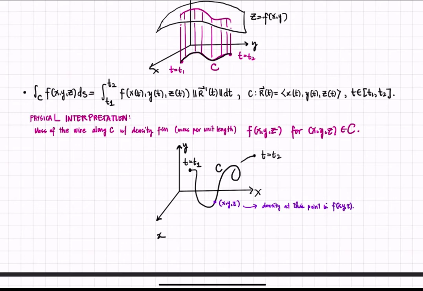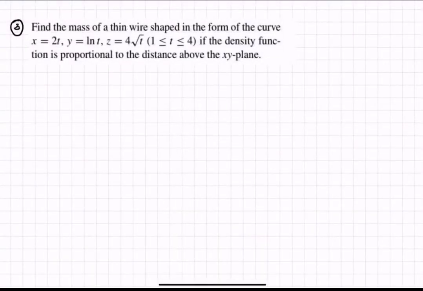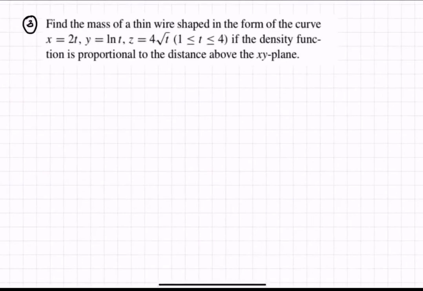Ganun lang ulit, you replace XYZ by the XYZ components of your R, ds by the magnitude of R prime of t dt, and your bounds t1 up to t2. Gawin natin yung huling example natin. Okay? So, yung curve natin, yung C, sulat natin in component form.